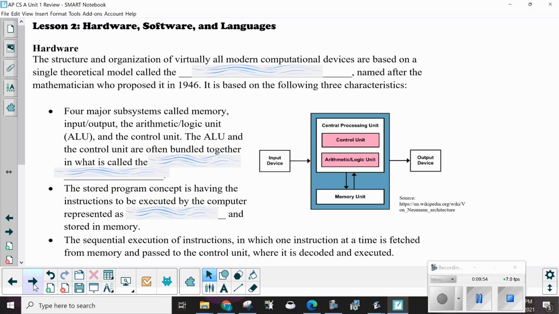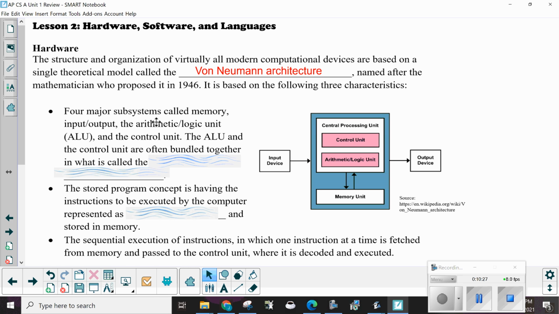Now, in addition to learning about algorithms and the basics there, we've talked about hardware, software, and languages. Hardware, the structure and organization of virtually all modern computational devices, are based on a single theoretical model called the von Neumann architecture. You probably don't need to remember this particular name, but it's good to know that it is the von Neumann architecture. It's named after the mathematician who proposed it in 1946. It is based on the following three characteristics.